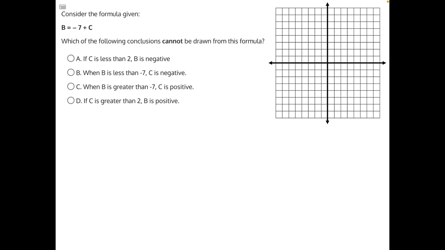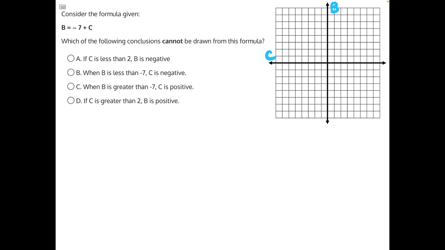Consider the formula given. Which of the following conclusions cannot be drawn from this formula? To solve this question, we first need to figure out how to label our x's. In this case, we can't look to our answer choices to figure out if C is our y and B is our x, but in this case, B is already isolated on one side of the equal sign and C is not, so we could assume that B is our y and C is our x.